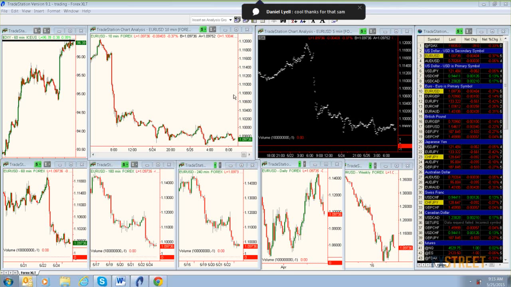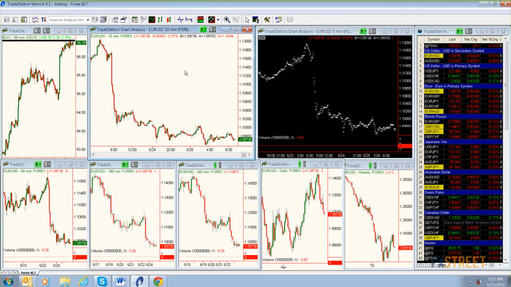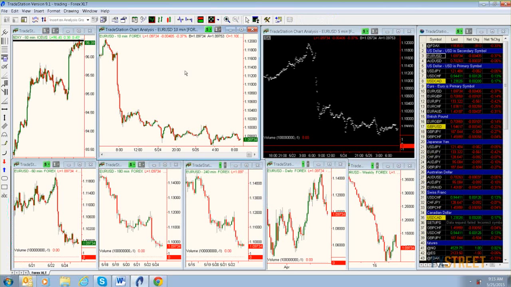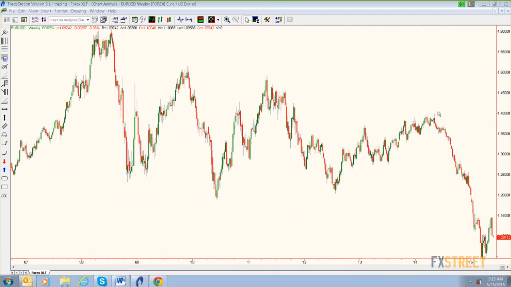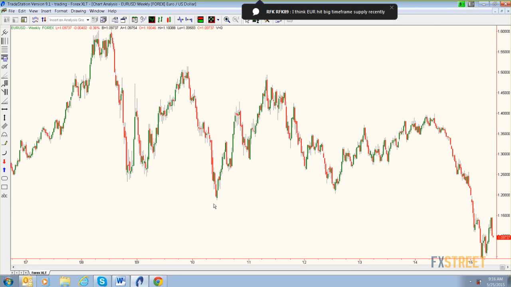Okay, let's look at the euro. So remember, we looked at the dollar, so that's going to obviously come into play in a big way with all these markets, especially the euro. Let's start with the larger time frame. Chat box over here. Okay, not a whole lot to look at on the weekly, but we did hit this level right here.